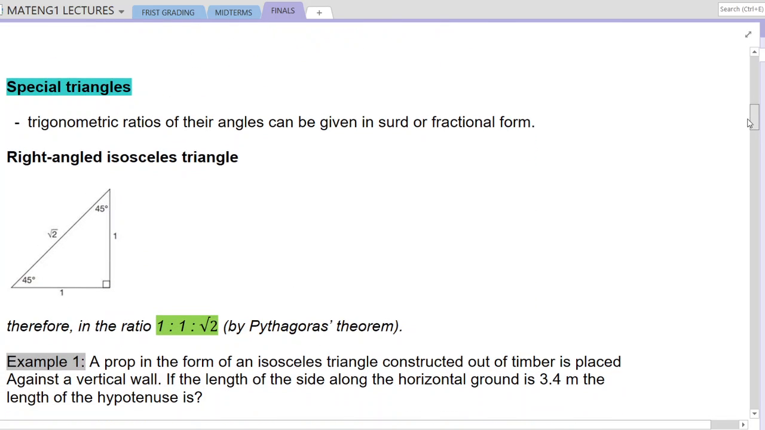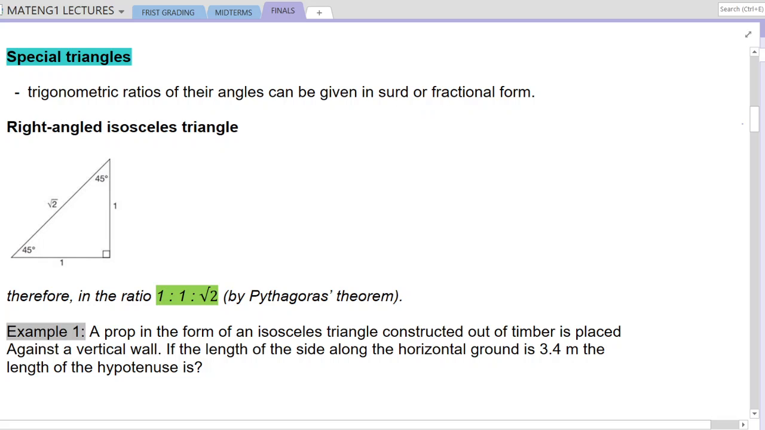Okay, special triangles. We have two there, the right angled isosceles triangle and the half equilateral. The concept for this is used in solving for the sides or the angles of a triangle, like in the Pythagorean theorem. For special triangles, the trigonometric ratios of their angles can be given in surd or fractional form, where a surd is a number left in square root form rather than written in decimal form.